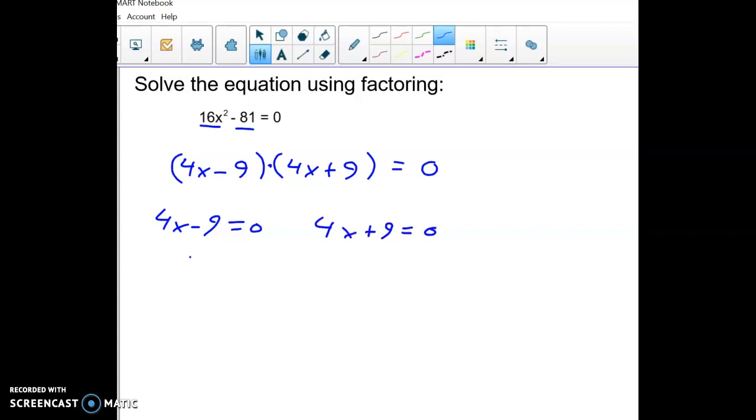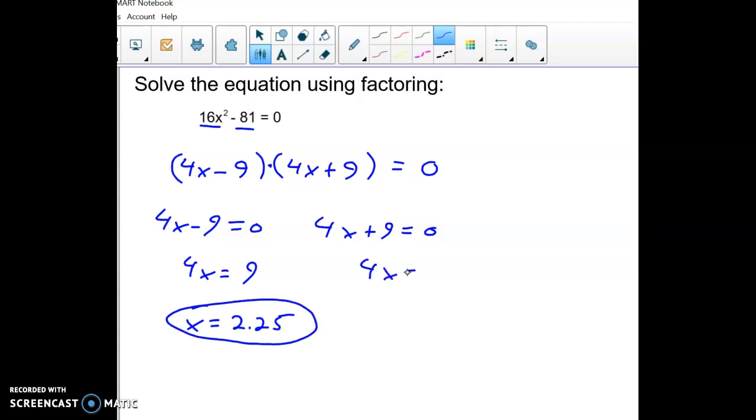Okay, and solve it. So add 9, divide by 4, you get 2.25 or 9/4, however you want to do that. Minus 9 here, divide by 4, and you get negative 2.25. So two answers to this quadratic. All right, so that's it.